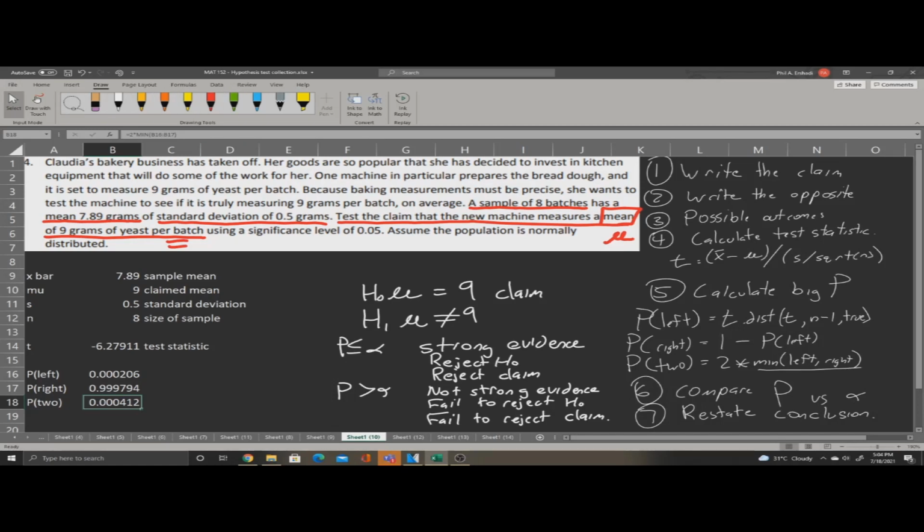Now, to figure out which to use, we look to the alternate hypothesis. Just as a reminder, if your alternate hypothesis is less than, we would use left tail. If it's greater than, use right tail, and if it's not equal to, we use two tail. Therefore, our big P will be 0.000412. Now let's compare that against alpha.